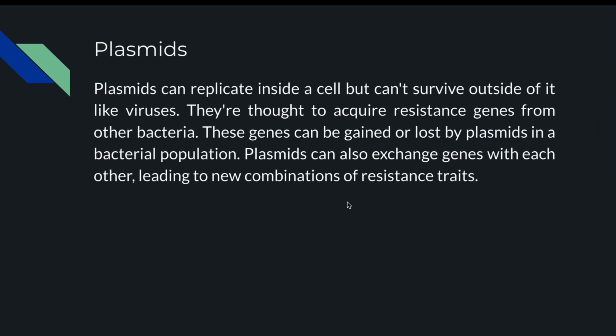Plasmids can replicate inside a cell but can't survive outside of it, like viruses. They are thought to acquire resistance genes from other bacteria. These genes can be gained or lost by plasmids in the bacterial population. Plasmids can also exchange genes with each other, leading to new combinations of resistance traits.